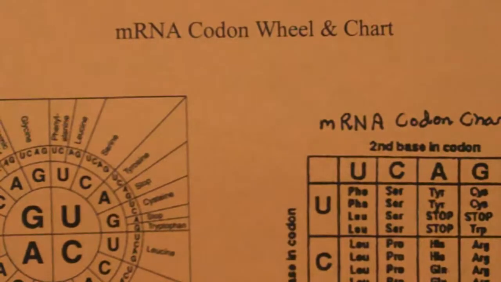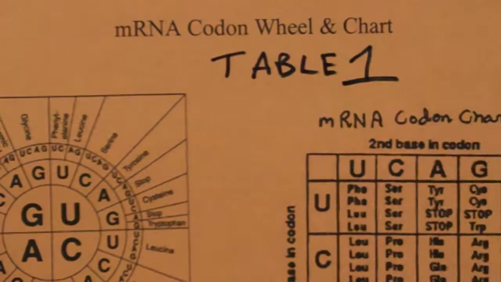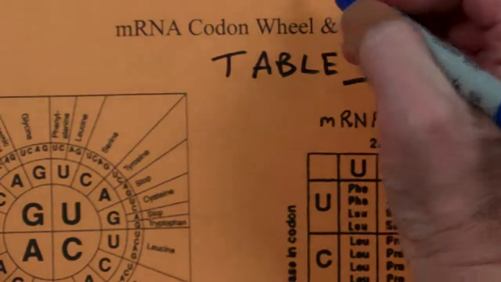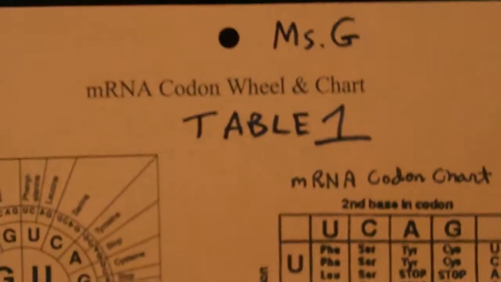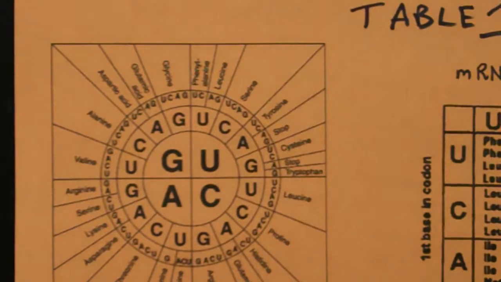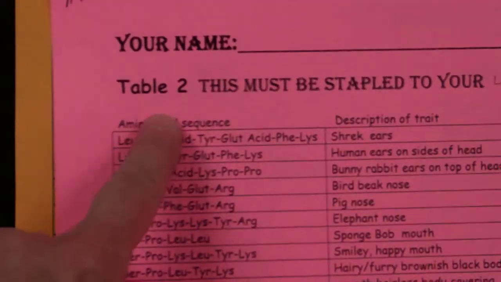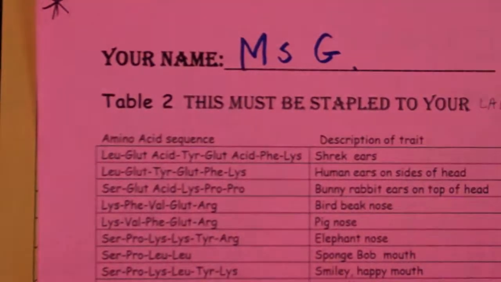So you have your table one that you have written. Table one for yourself, and write your own name on it. We're going to be using this table when it's time, just like the earlier video that you saw. You will also have a table two, which you also want to put your name on. These will be stapled to your lab when you're finished.